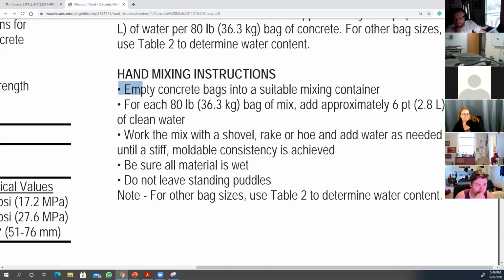Okay, so I got my 3 quarts of water, but I'm not going to add all of them at the same time. I will just add the 3 quarts of water.